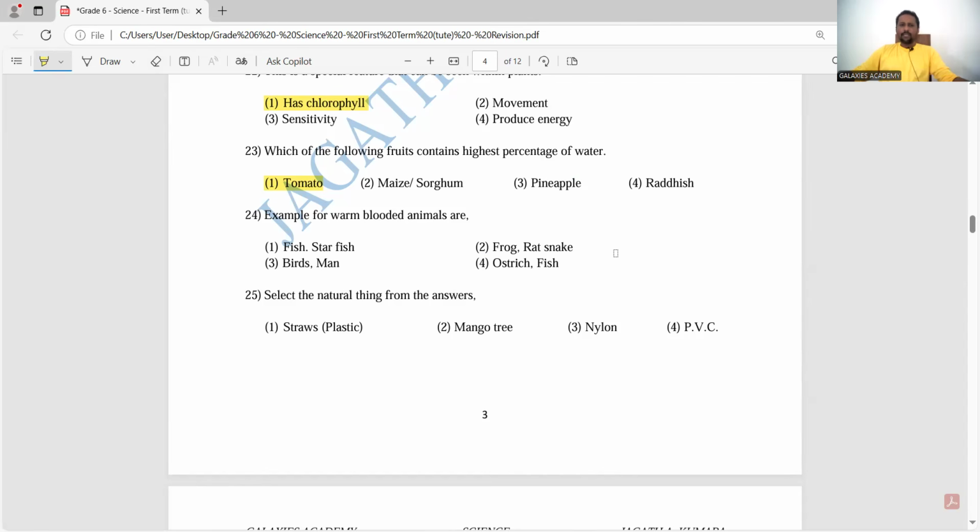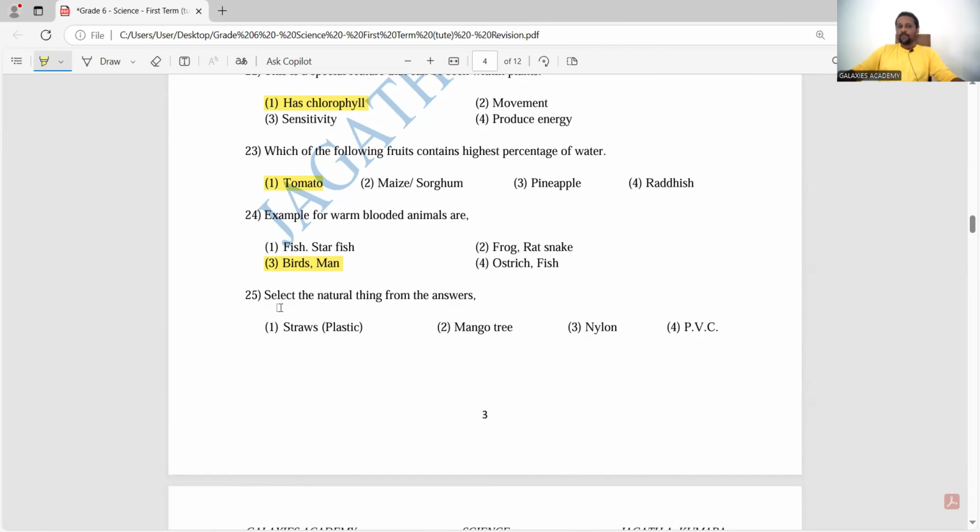cold-blooded animals, right? So what are the examples for warm-blooded animals here? Fish, I told you they are cold-blooded animals, no? Frog, the frog means amphibian, no? So they belong to the cold-blooded animals. Number four, fish can change the body temperature according to the environment, so it is not the answer. Birds and man. Man means the mammal, right? So what is the correct answer for this one? Number three, right? Birds and man.